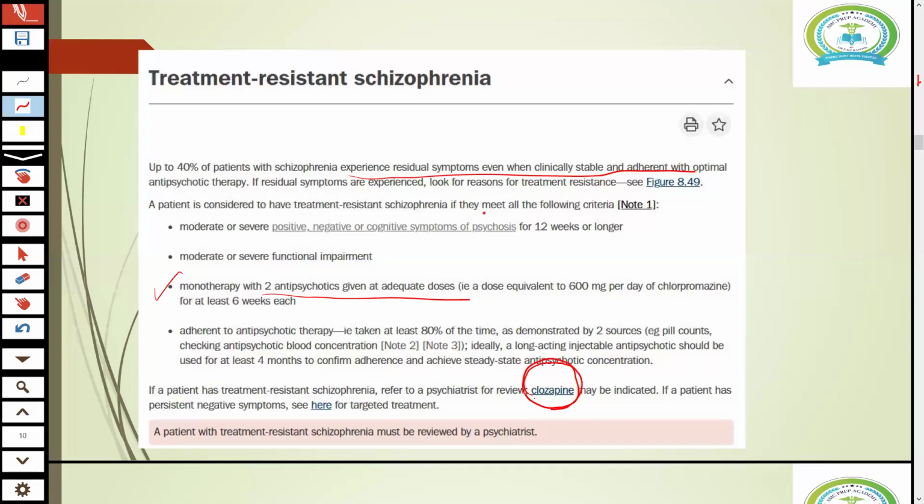Why don't we give clozapine as the initial treatment? Yes, exactly. The major side effects of clozapine are agranulocytosis and also a lot of weight gain. That's why whenever we prescribe clozapine, we ask the patient for a regular BMI checkup, even monthly, and the fasting blood sugar and lipid profile should be measured every 3 weeks.